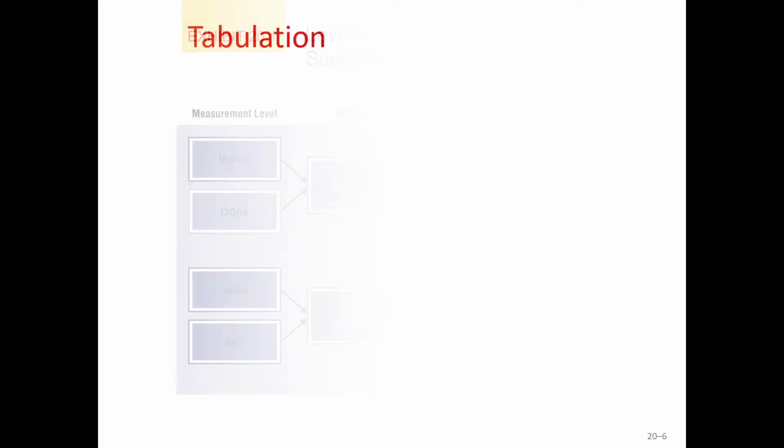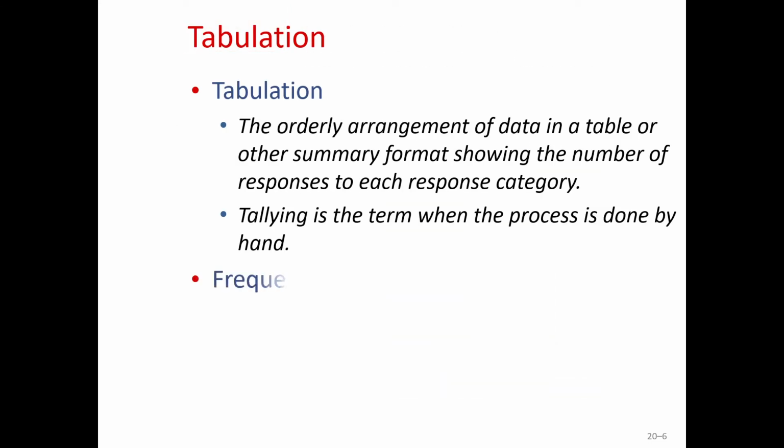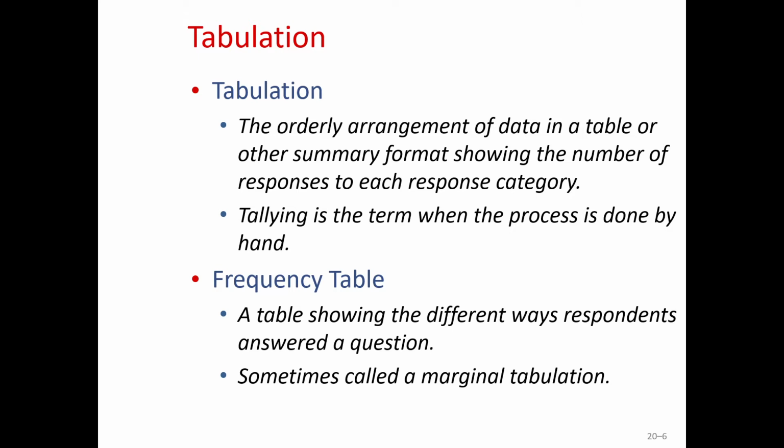Tabulation. Tabulation refers to the orderly arrangement of data in a table or other summary format. When this tabulation process is done by hand, the term tallying is used. Counting different ways respondents answer the questions and arranging them in a simple tabular form yield a frequency table. The actual number of responses to each category is a frequency distribution. A simple tabulation of this type is sometimes called a marginal tabulation.